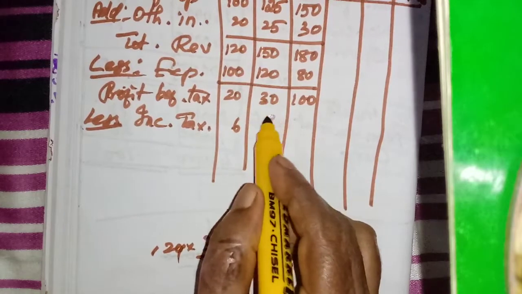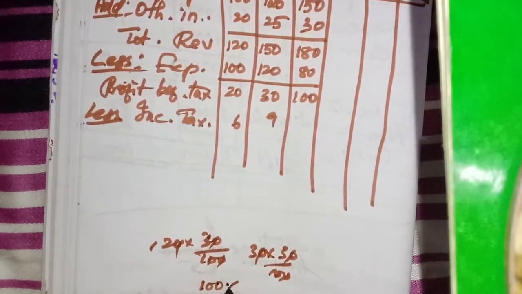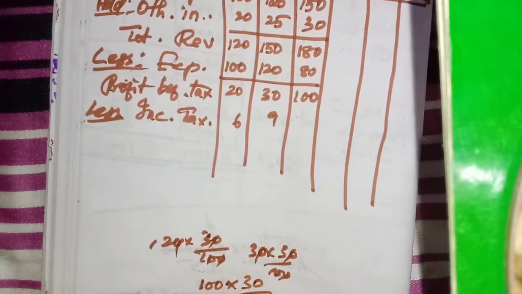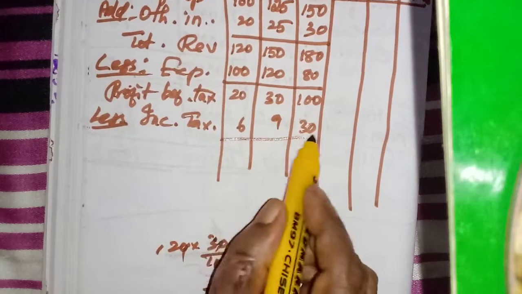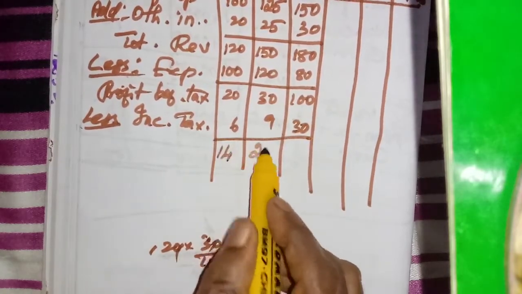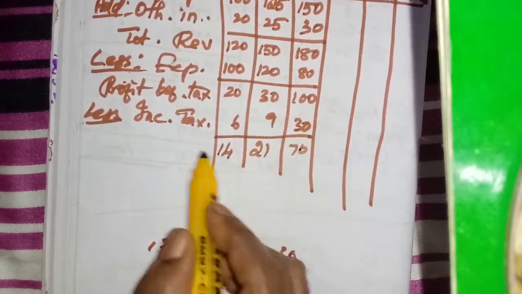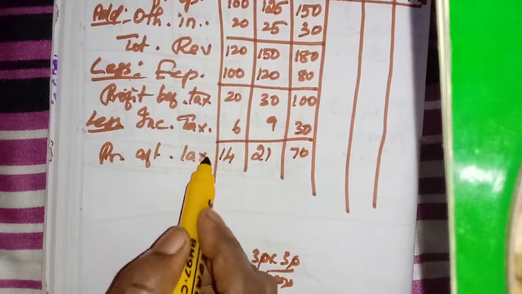Then for 30 into 30 by 100, 9. For 100 again 30 percentage, so this is 200, 30. So 20 minus 6, 14, 21, 70. Okay, this is profit after tax.